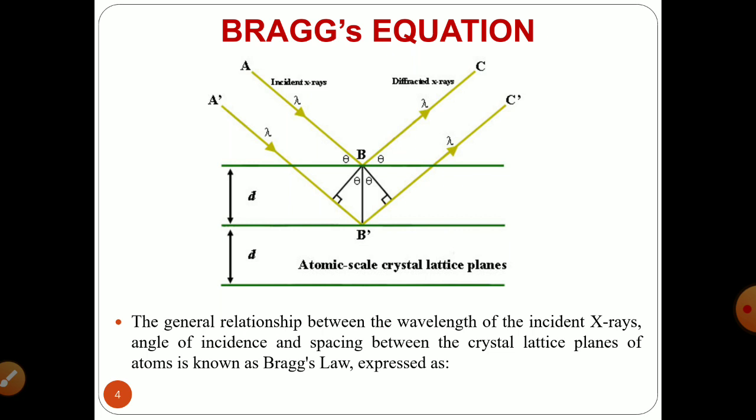known as Bragg's law, which is expressed by n lambda equals 2d sin theta, where n gives you the order of reflection, lambda gives you the wavelength of the incident X-ray, d is the spacing between the planes in the atomic lattice, meaning the distance between two layers, and theta is the angle between the incident ray and the scattering planes.